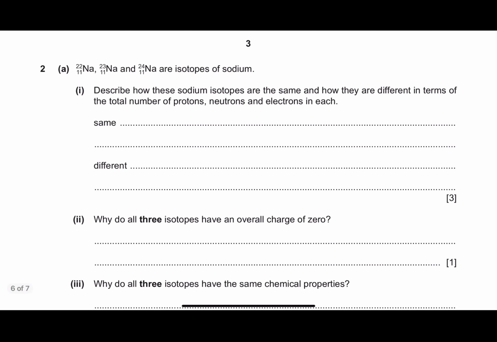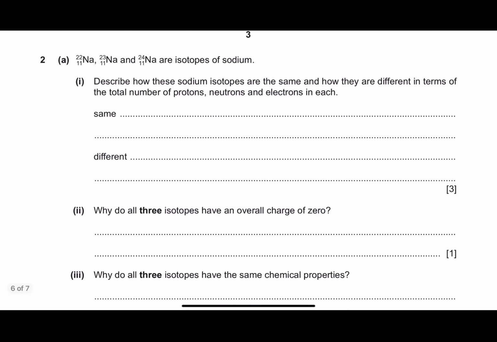Now this is the question from May-June 2019, question 2. You have got 3 different types of sodium here with different nucleon numbers, and they are called isotopes. The first question is asking you to describe how these sodium isotopes are the same and how they are different in terms of the total number of protons, neutrons, and electrons.